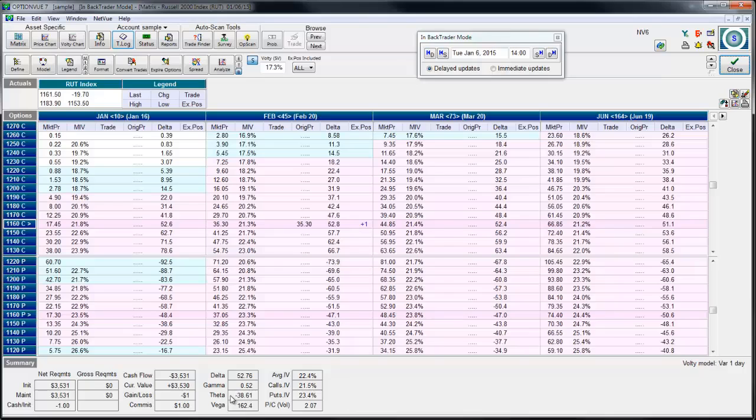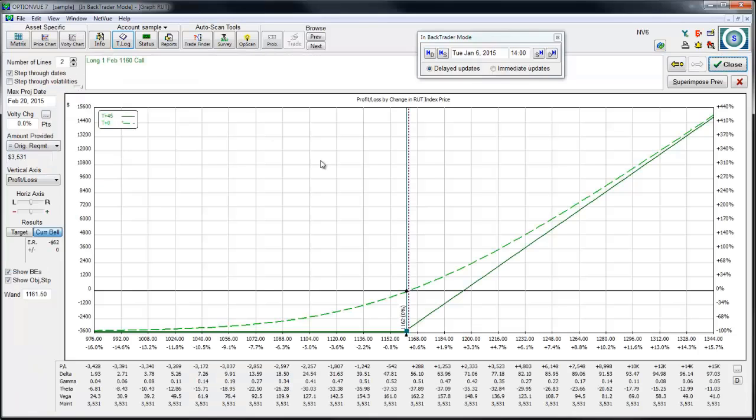Theta, that's the amount of time decay that you lose every single day. If it's negative, this is what you're losing. If it's positive, that's what you're making. So every day that this trade does not move in my favor, I'm theoretically losing about $38 a day on this trade.